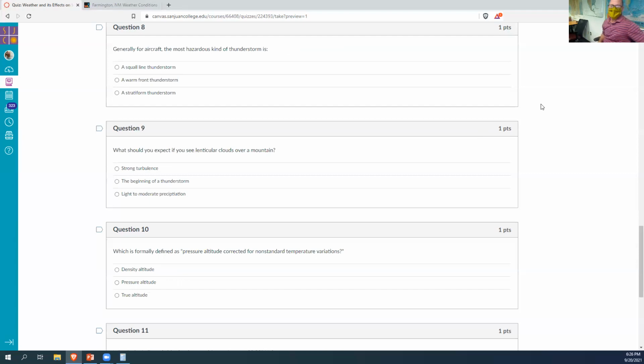All right. Question 8. Generally, for aircraft, the most hazardous kind of thunderstorm is? A warm front thunderstorm, definitely. A stratoform thunderstorm, that doesn't really happen. I mean, it can, I suppose. What about a squall line? That's a line of them, right? Along the front. So I would say that's more dangerous, right? The most hazardous kind is a bunch of them along the front.